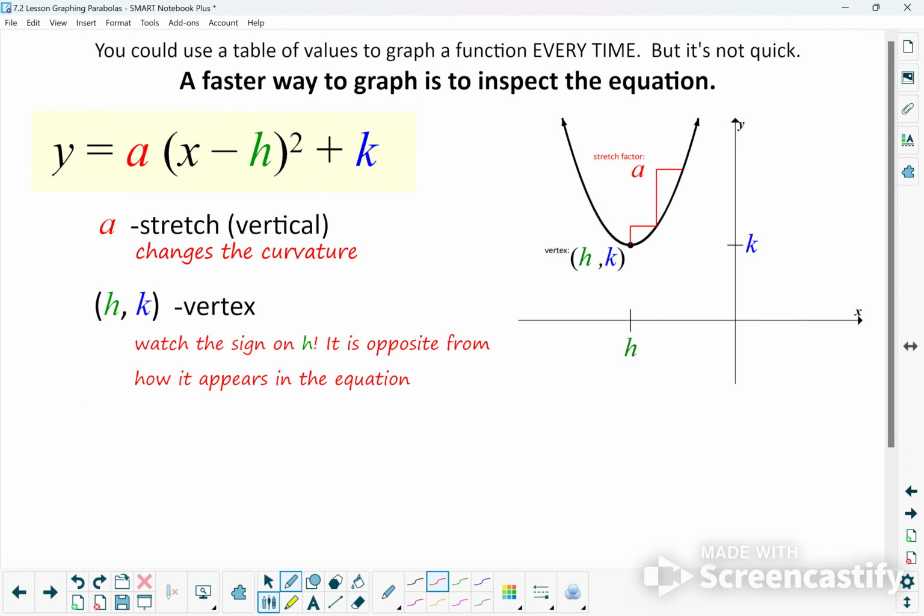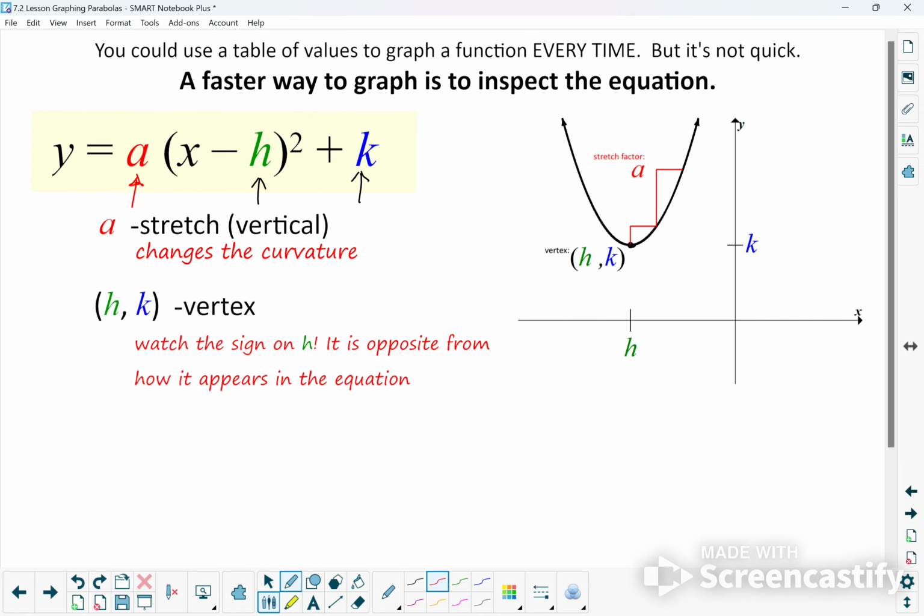The way that we're going to graph these parabolas is very, very similar to the way that we graphed absolute value functions. The main difference is just the shape. But we are still going to see the vertex of the parabola, and it is still called a vertex. We'll see the vertex of the parabola with the h and that k value at the end. And then we'll look at the stretch, the vertical stretch, which changes the curvature, to be that coefficient a at the beginning.